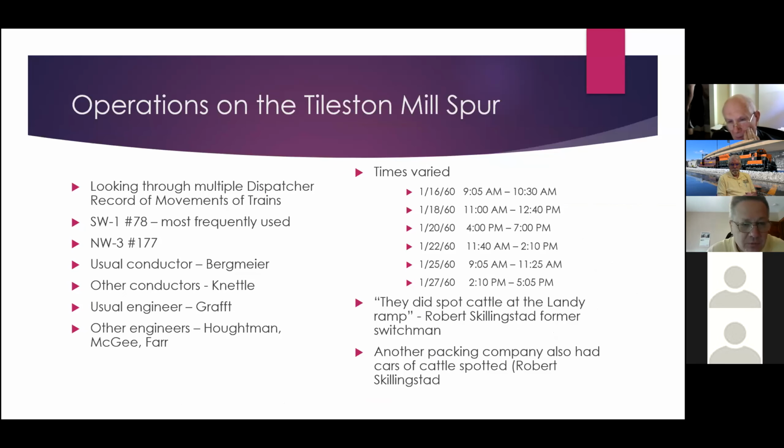So I've had a chance to go through a series of these sheets to try to figure out some patterns. And basically SW1 number 78 was the most frequently used engine. On some occasions, they used NW3 number 177. Bergmeyer was the usual conductor on almost all the runs. I found Nettle on some of the other runs.